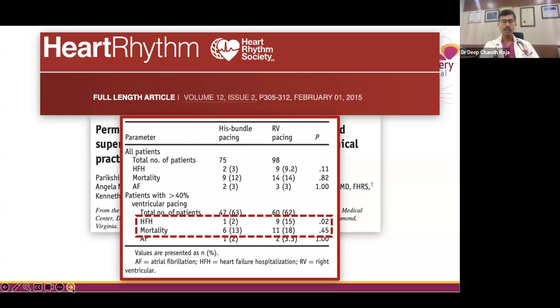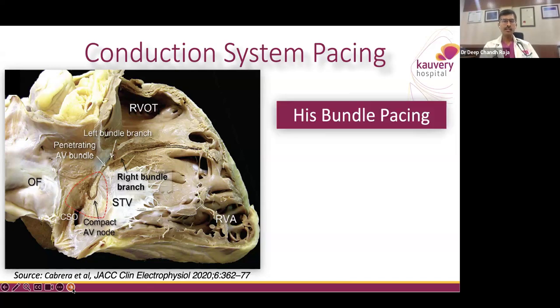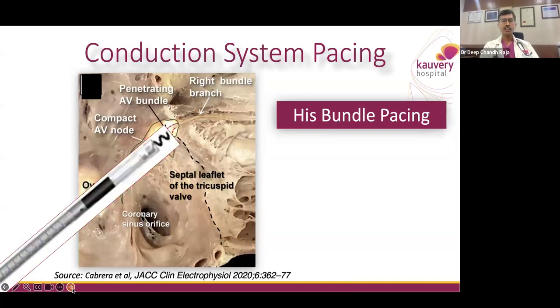This was an eye-opener way back in 2015 that gave us an introduction of how conduction system pacing is going to flower or bloom in the coming years. So this is an anatomical specimen, the AV node and the His bundle, as you see it from the right side of the heart. What we do here is place a lead onto the right side of the septum, which is the atrioventricular junction, and that lead captures the His bundle. This was how conduction system pacing started. Now it's a decade of conduction system pacing. This was how it started 10 years back.